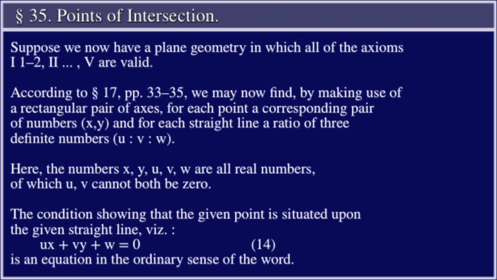Here the numbers x, y, u, v, w are all real numbers, of which u and v cannot both be zero. The condition showing that the given point is situated upon a given straight line, namely ux plus vy plus w equal to 0, is an equation in the ordinary sense of the word.